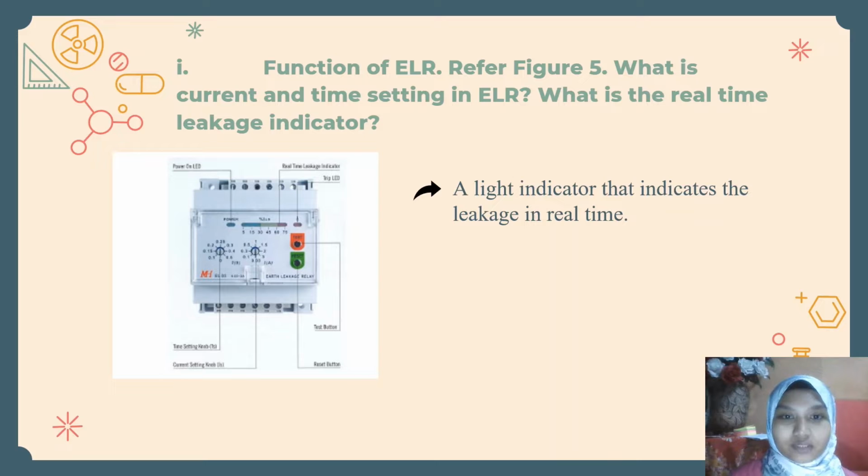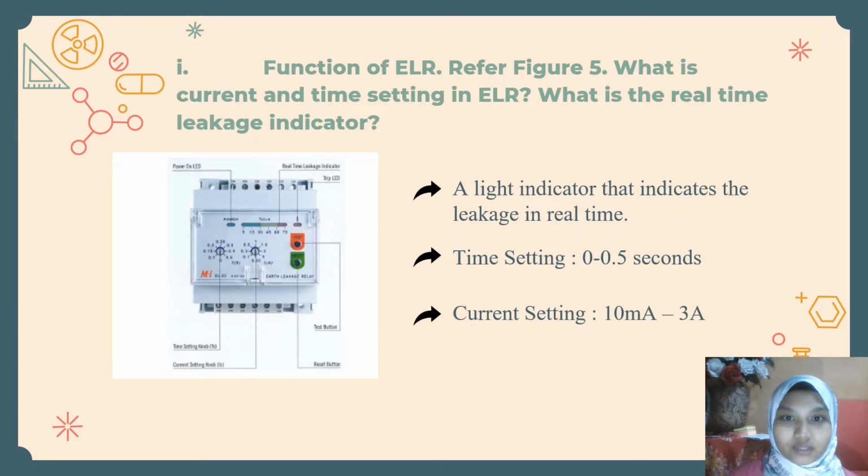The real-time leakage indicator is a line indicator that indicates the leakage in real time. The minimum indicator value is 5% and the maximum indicator value is 75%. The time setting of this relay is around 0 to 0.5 seconds. For the current limit, it needs to be adjusted between 10 milliampere and 3 ampere based on the application.